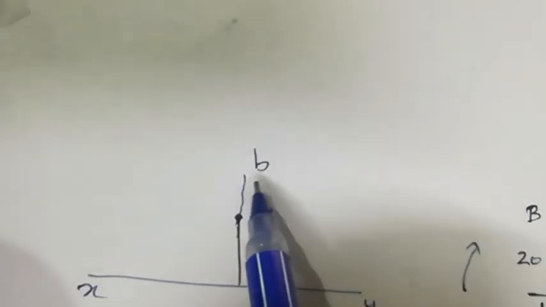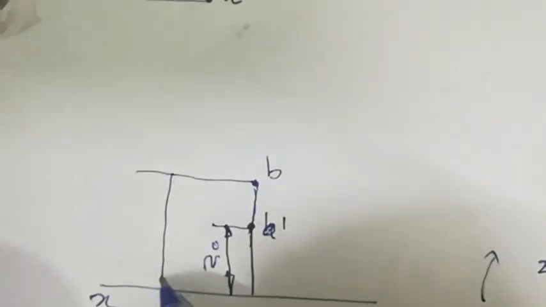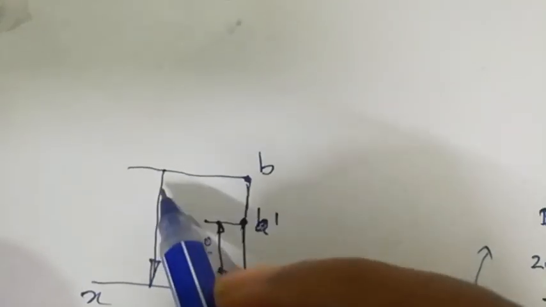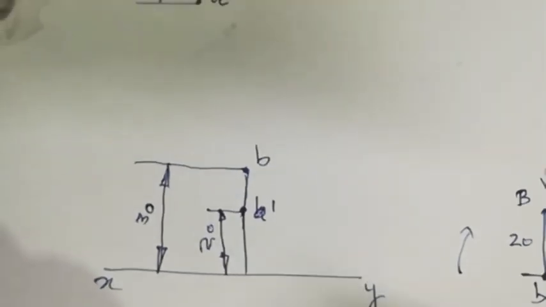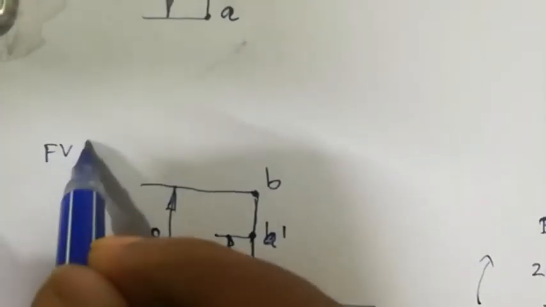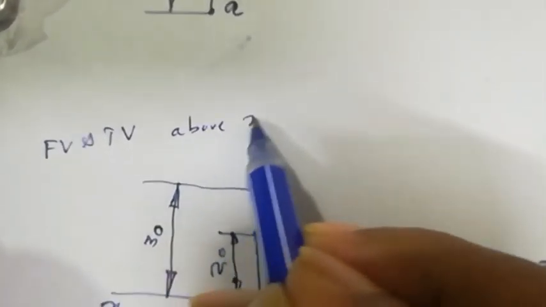Then again B will be obtained still further, so this is 20 and we have to dimension that one, that is 20. Now this is 30 mm. So front view and top view above XY line.